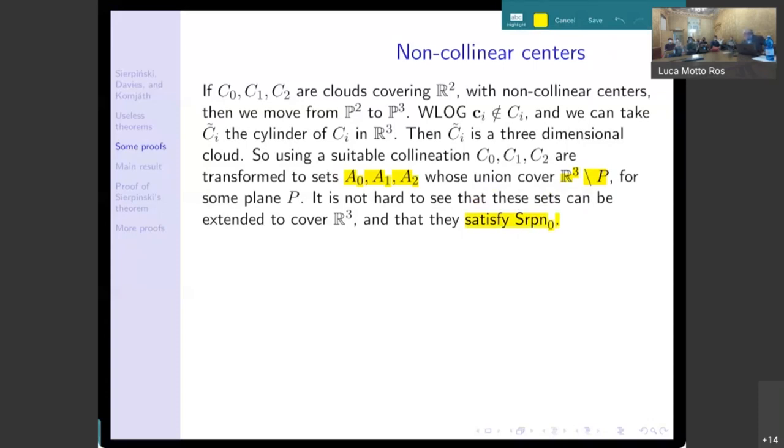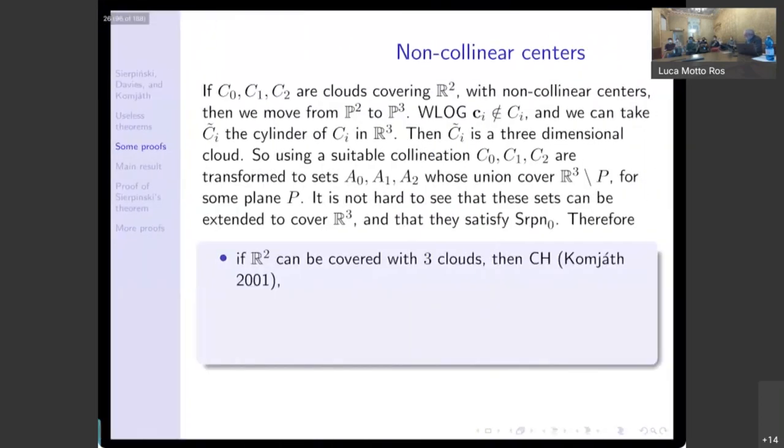So it's really easy. I mean, this is not my proof. It's actually Schmerl's proof, but essentially his proof. And it's much easier than the problems where you have to work with arctangent and lots of tricks. So if R2 can be covered with three clouds, then CH.